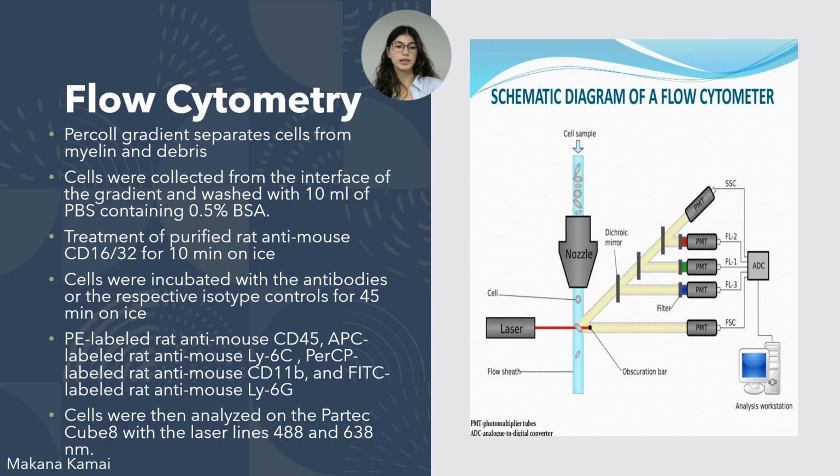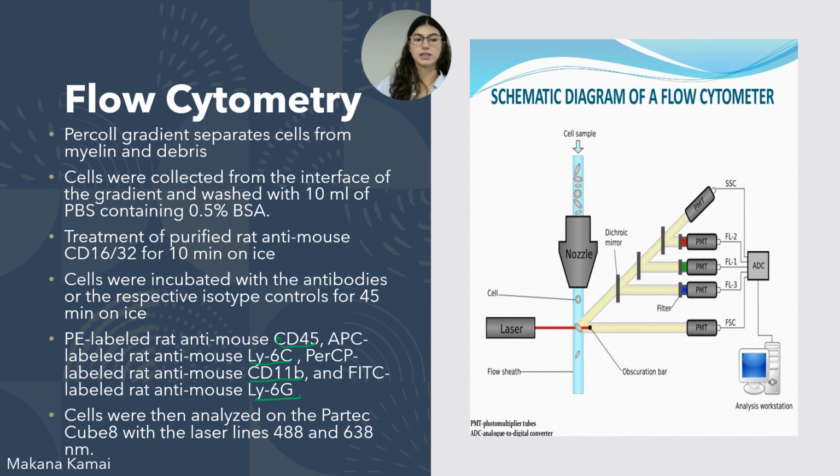So the cells are going to be incubated with antibodies and their respective isotype controls. This is done for 45 minutes, still on ice. The purpose of this is to identify different immune cell markers. As we have listed here, we have CD45, Ly6C, CD11b, and Ly6G. These are identified immune cell markers, and they help distinguish various cell types involved in the immune response.